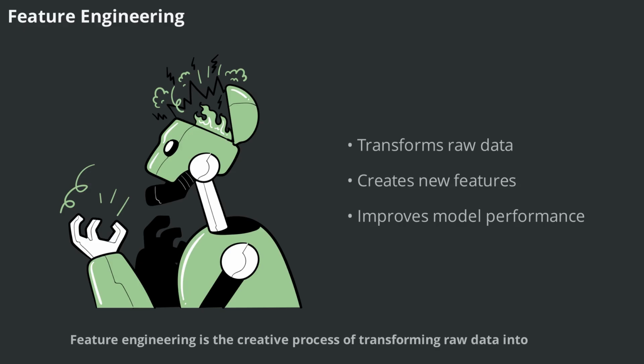Feature engineering is the creative process of transforming raw data into new features that make it easier for the ML algorithm to understand. For example, instead of giving an AI a raw timestamp like 08:42 a.m., you might create a new feature called is rush hour and mark it as true or false. This gives the AI a shortcut to finding patterns and improves its performance.